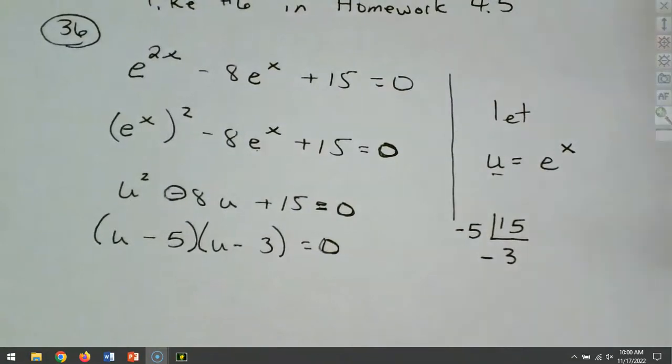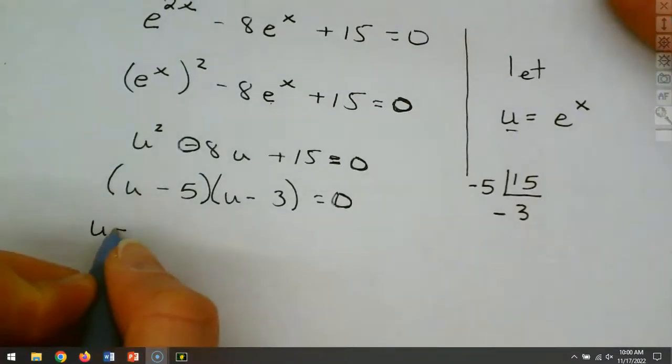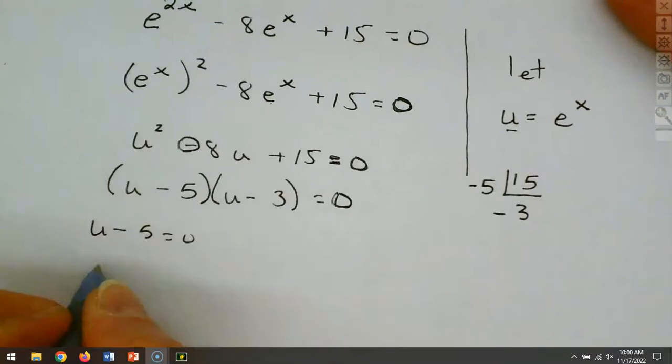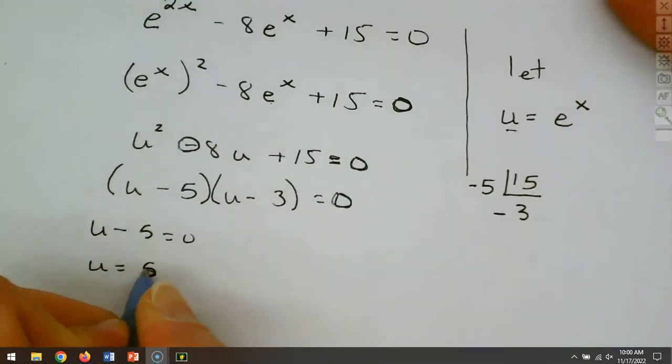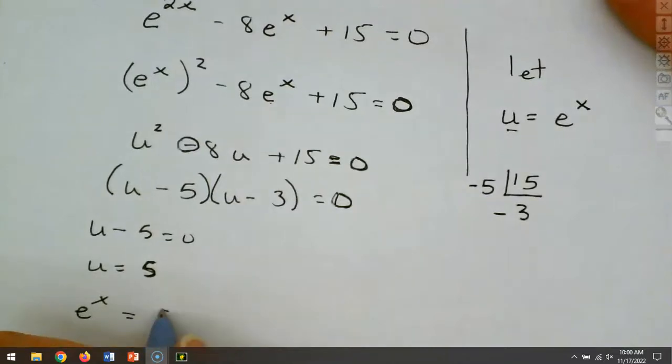And now what can we do? Now we can solve it for u and then resubstitute it back. So u minus 5 equals 0. Well, that gives you u equals 5, but what is u? e to the x, right? We substitute it back.